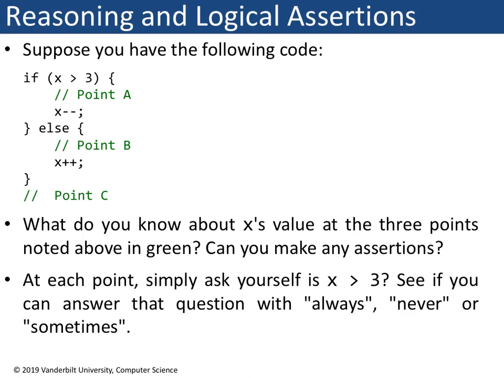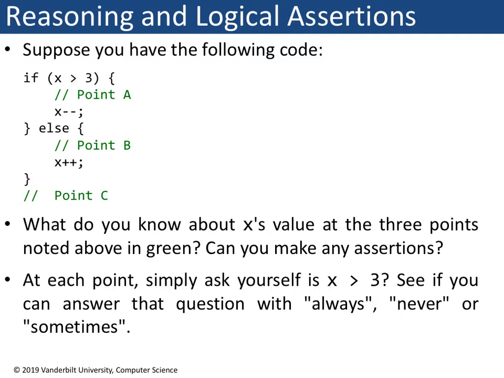So consider the following code. Just a simple if statement. If x is greater than 3, we're going to decrement x, else we're going to increment x. And notice the locations in code: point A, point B, and point C. With our discussion of assertions, we're going to be talking about things that are true at point A, B, and C.